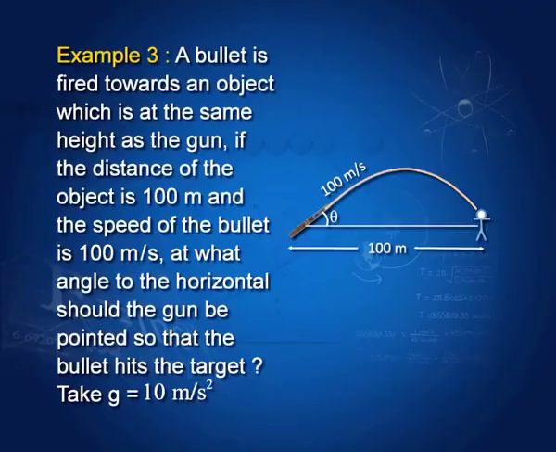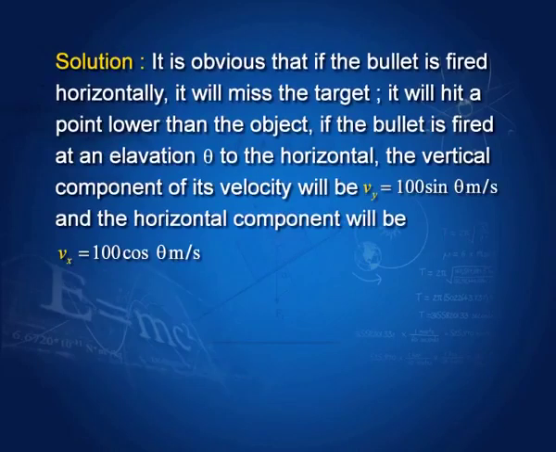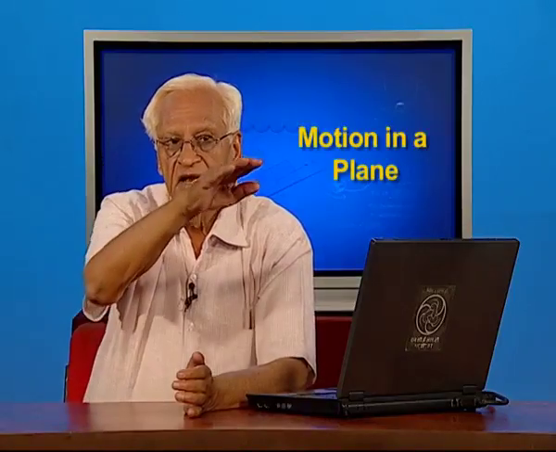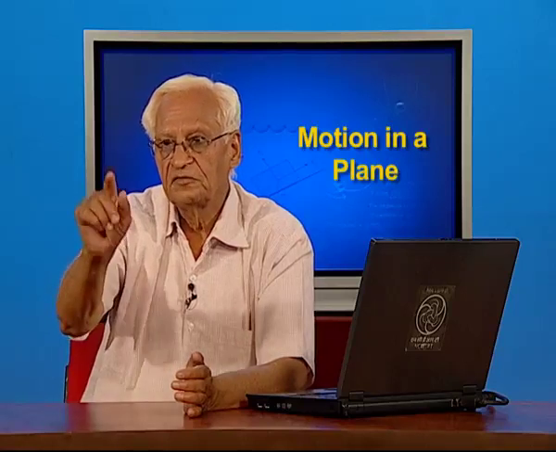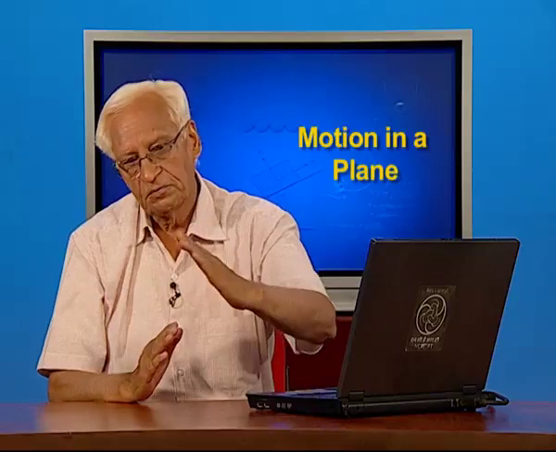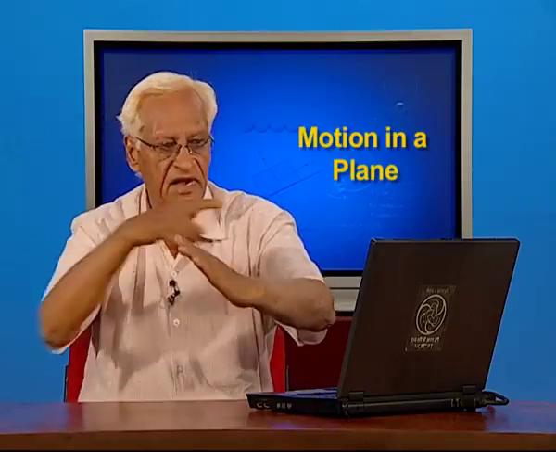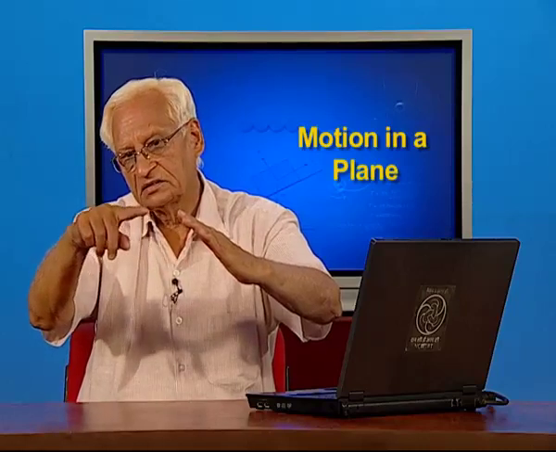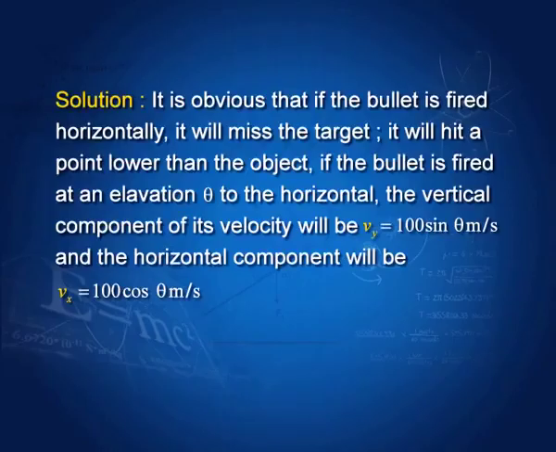So, let us see how we calculate this angle. It is obvious that if the bullet is fired horizontally like this, because of the attraction of the earth, it will take this path, and therefore, if the target is here, it will not hit it. So, we must point it at an angle, as I explained to you earlier, so that the path taken like this hits the target. It will hit a point lower than the object if it is fired horizontally.